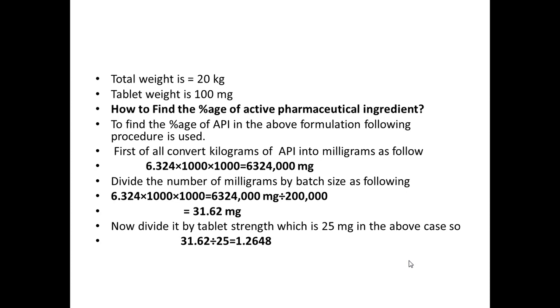How to find the percentage of active pharmaceutical ingredient? To find the percentage of API in the above formulation, the following procedure is used. First of all, convert kilograms of API into milligrams and divide by the batch size: 6.324 multiplied by 1000 multiplied by 1000 gives the milligram quantity. Then we divide it by the batch size, and that is 31.62 milligram. Now divide it by the tablet strength, which is 25 milligram, and we will obtain a factor that is 1.26.